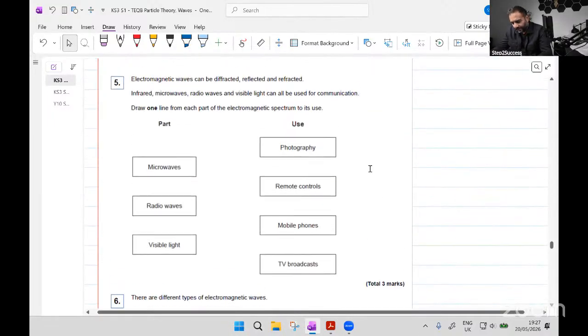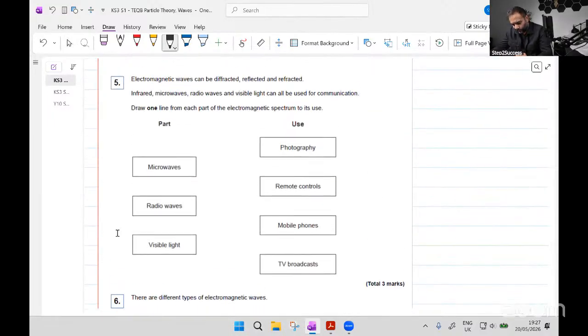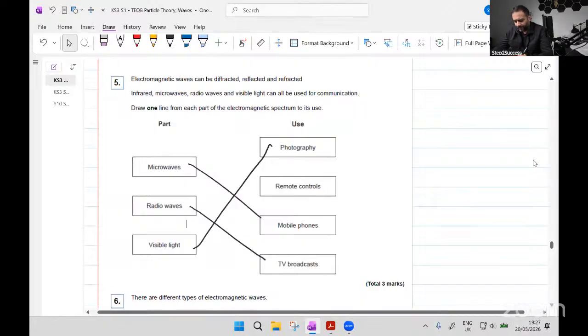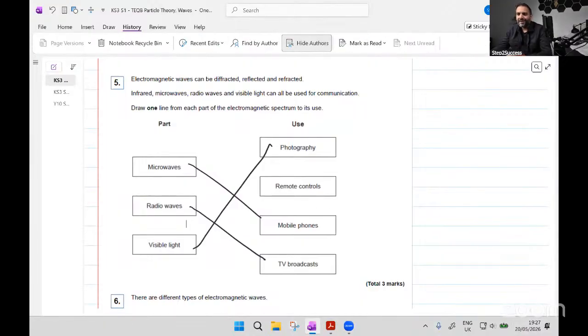Five, again, uses. It's tricky, isn't it? Visible light, I guess, photography. Radio waves will be for TV broadcasts, I'm pretty sure. And then microwaves probably for mobile phones, because it's satellite communication. I'm going to go with that, and that is question five done. Is there anything else for booklet one that I need to do?